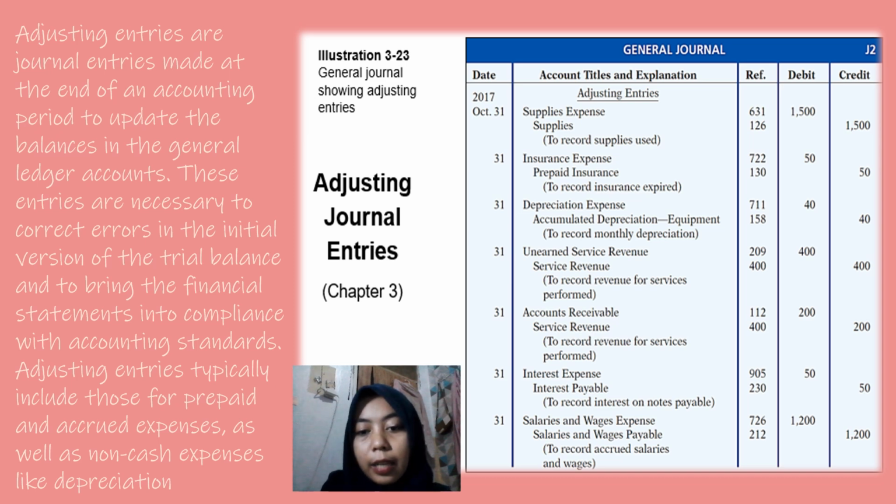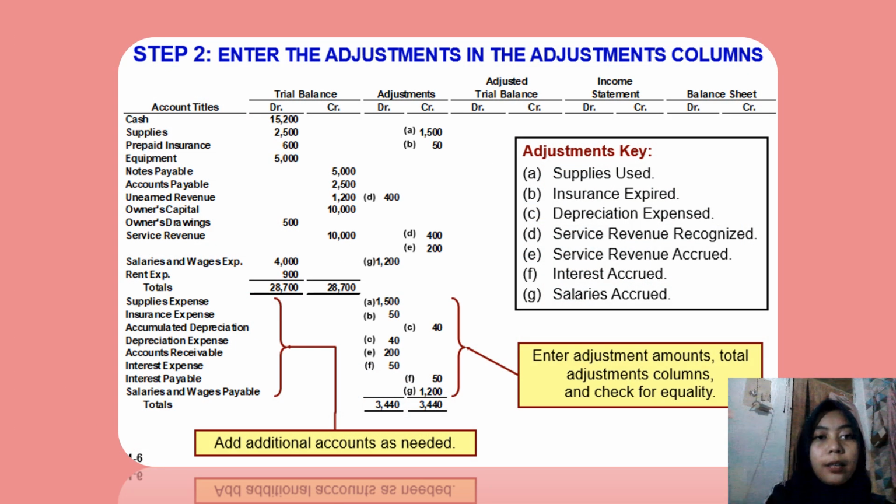And then interest expense to interest payable, to record interest on notes payable. And the last is salaries and wages expense to salaries and wages payable, to record accrued salaries and wages. So this is step 2, enter the adjustments in the adjustment columns.